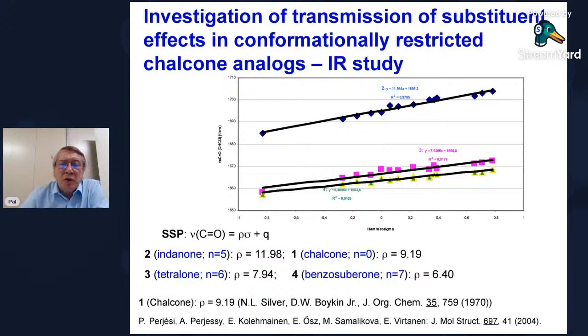Our results from infrared spectroscopy, based on the frequency of the carbon-oxygen double bond, I mean the carbonyl group, showed that the efficiency of the transmission of the substituent effects is the highest in the indanone series, where the rho value of the linear equation is the highest one.